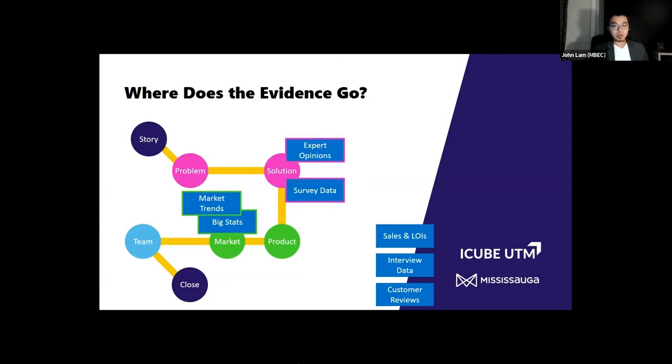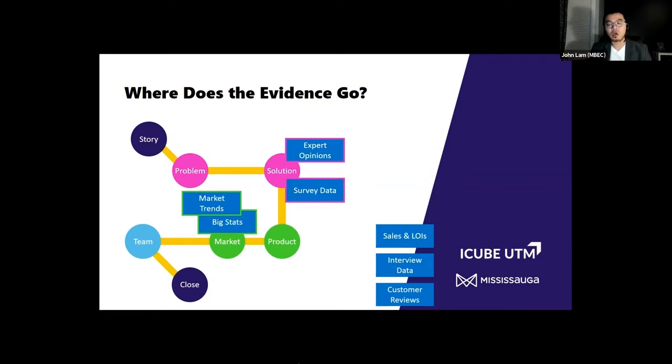Now, for those of you who said problem, the reason why it doesn't fit in problem is because it's quantitative, right? So it can fit in problem. It's just about how you frame your survey. And I've deliberately put the survey data in solution as a reflection for how users or customers have reacted to your solution. And I purposely put it in solution because there's a tendency for early stage entrepreneurs to focus on the survey data at the problem stage.